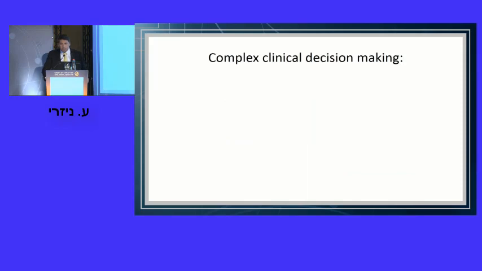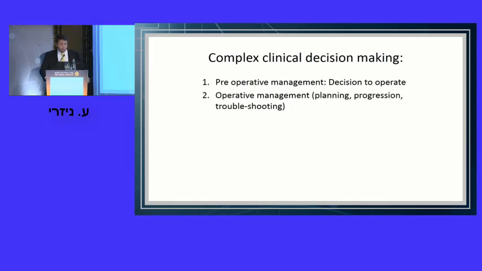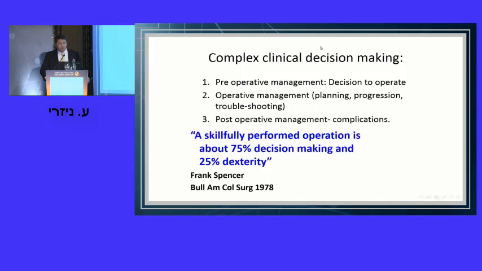So we encounter complex clinical decision-making in several instances. One is the preoperative management, in the decision to operate, yes or no. But we know that we make a lot of complex decisions during operations. As Frank Spencer said once, a skillfully performed operation is 75% decision-making and only 25% dexterity. And Professor Cloudner says that it's 90% decision-making. Now, we're not going to speak about preoperative or postoperative management, but let's focus on the decision to operate.